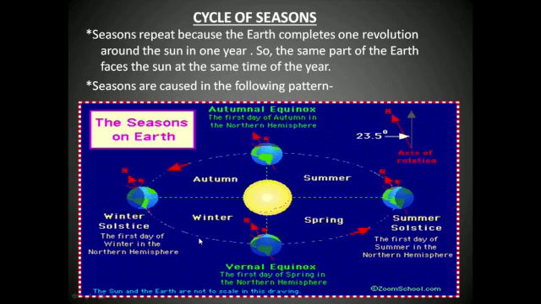Again the earth revolves and comes to this position. Here again the sunlight passes directly over the equator. So at this place the northern hemisphere has vernal equinox. Vernal equinox means the first day of spring in the northern hemisphere.